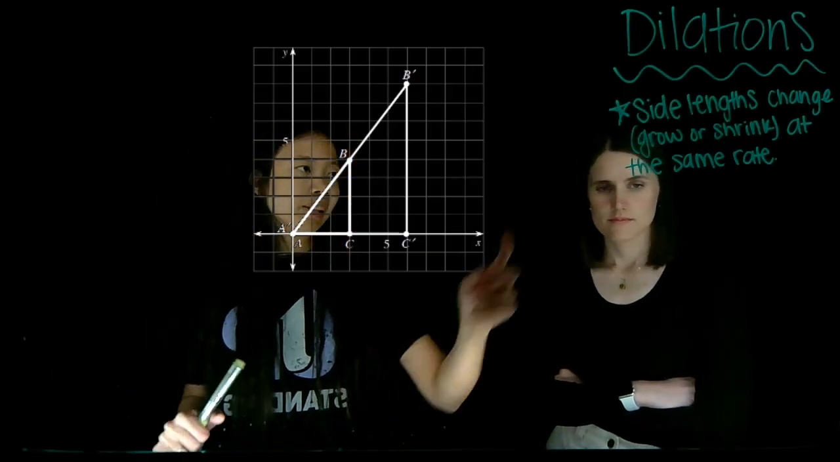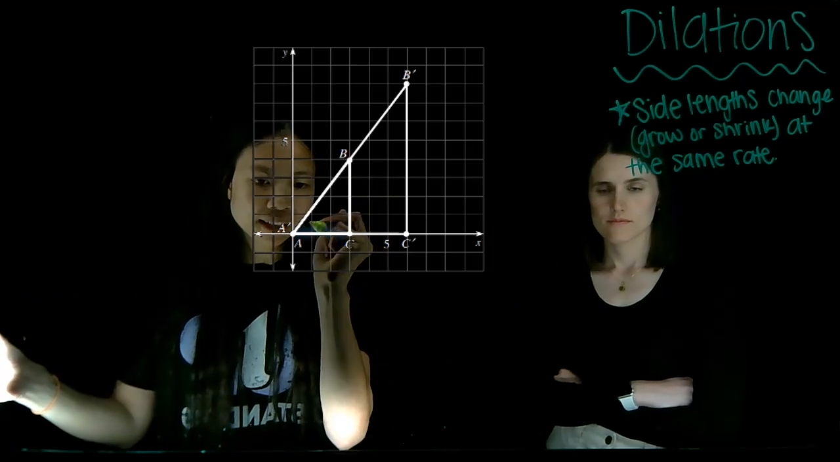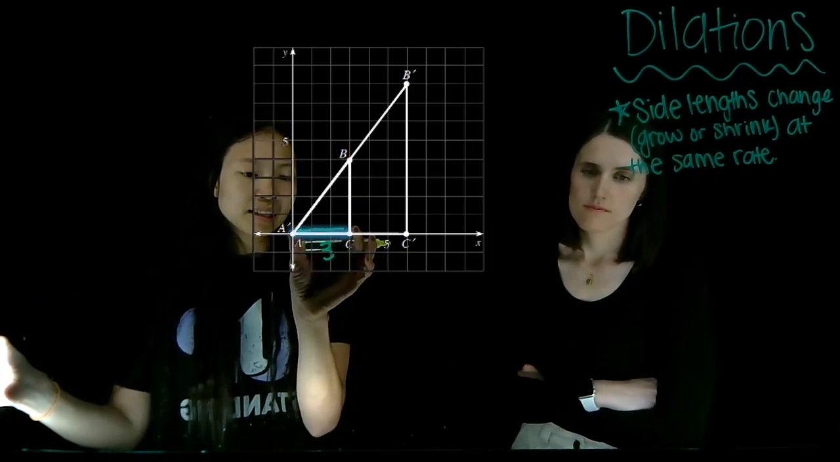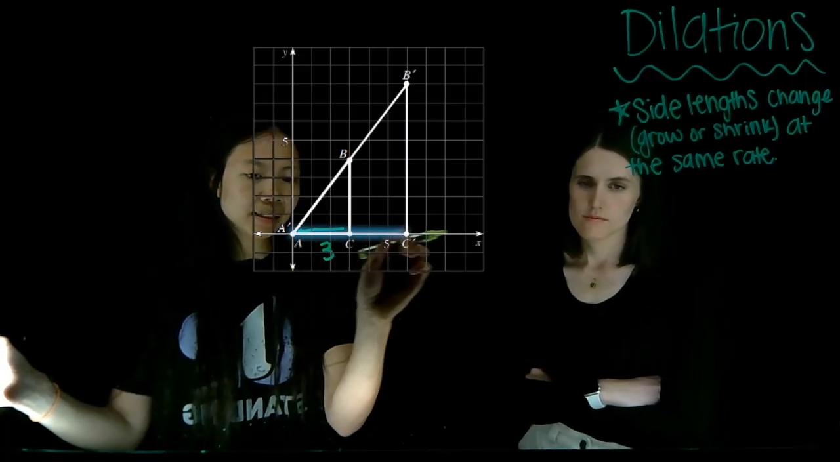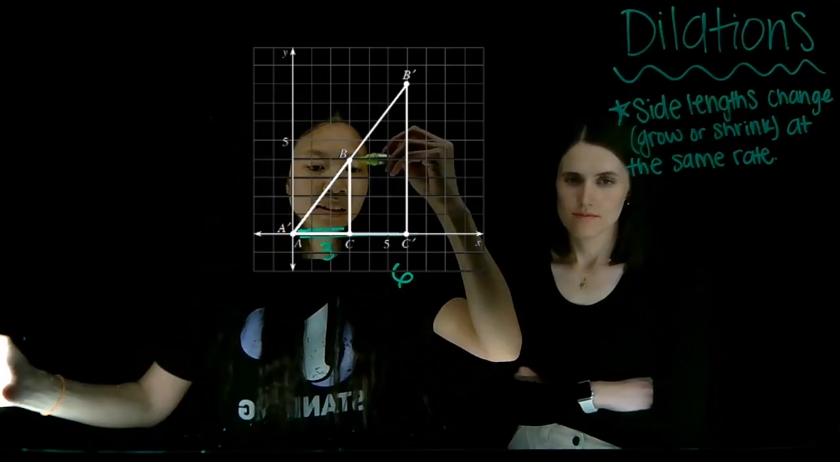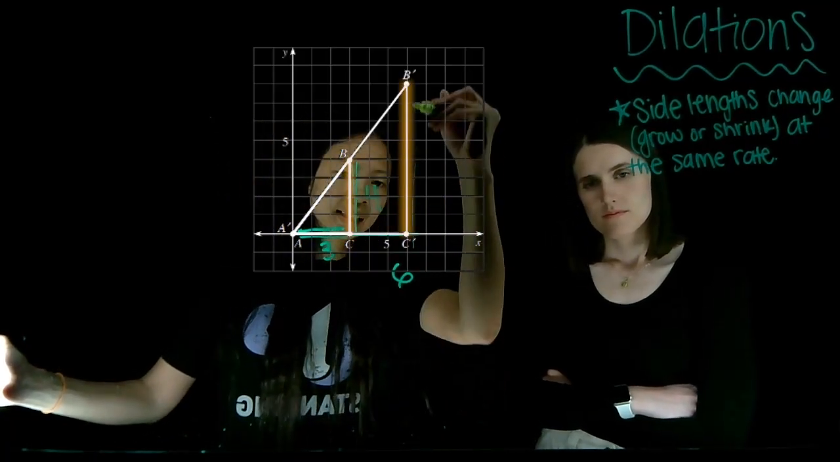Just like Emma shared with us last time, the side lengths grow or shrink at the same rate. So if I look at AC here, AC is a distance of 1, 2, 3. So this is a side length of 3. And let's see how much it got dilated by. From A to C prime, that's a distance of 6. We went from 3 to 6. All right, let's look at BC. BC has a length of 4. And if we look at B prime C prime, that has a length of 8.